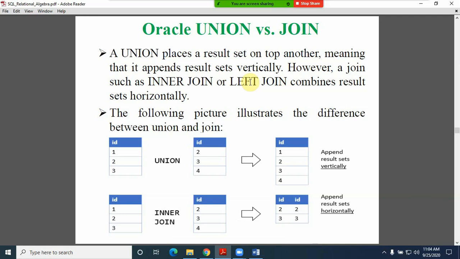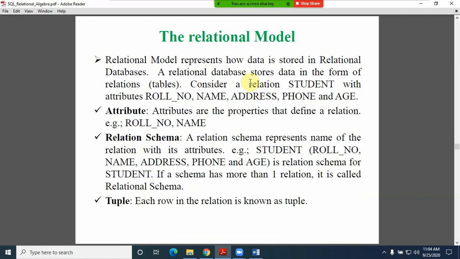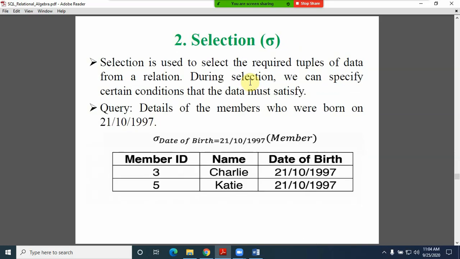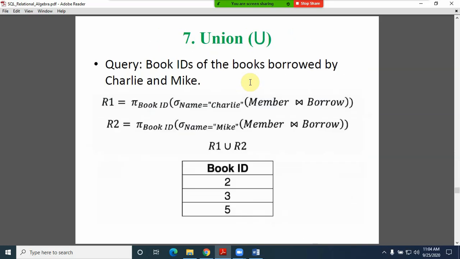But join is not like that. Mapping, okay, it just identifies the mapping of the records, and based on the condition only it is going to output the records. So similarly, if you observe the union in relational algebra, let us have an example: book IDs of the books borrowed by Charlie and Mike.